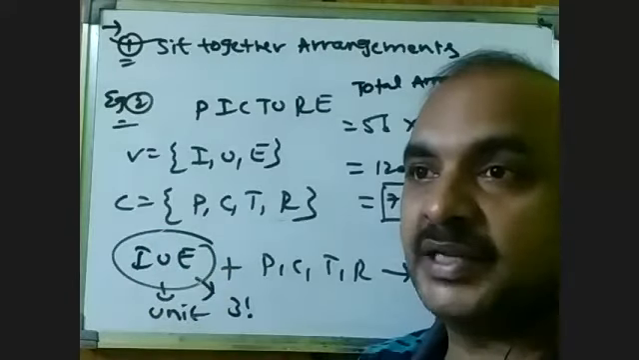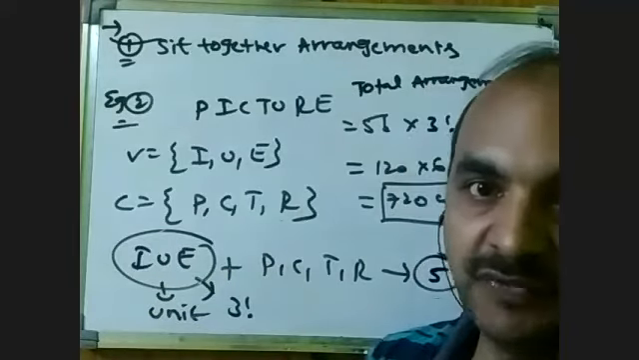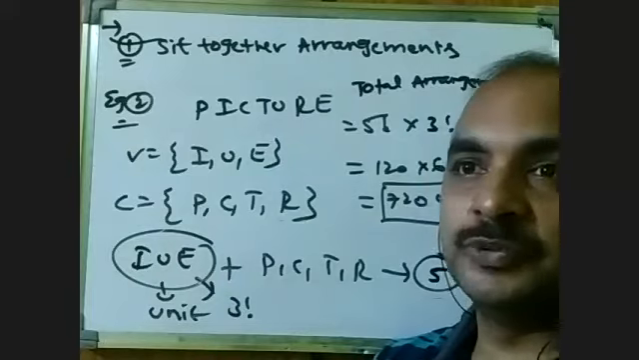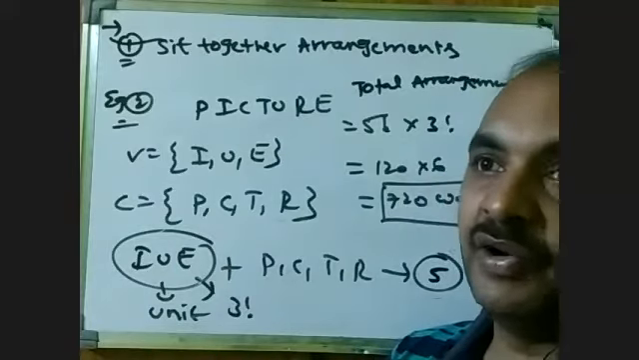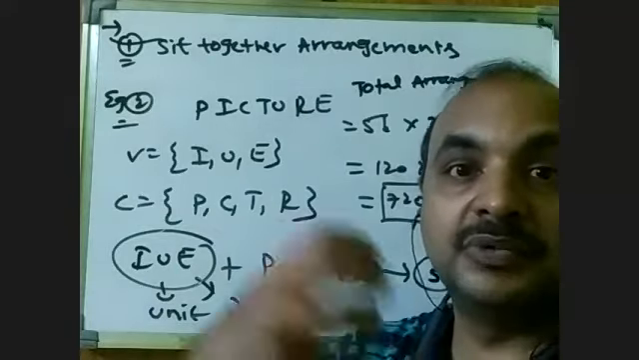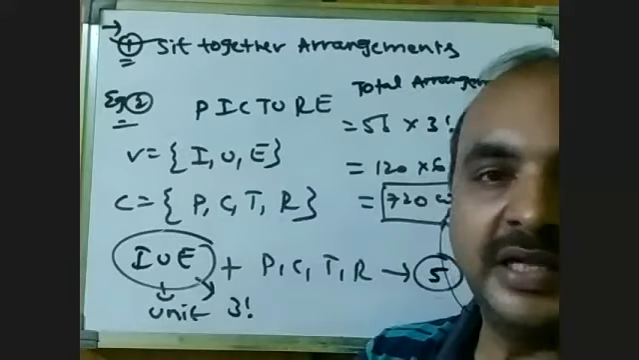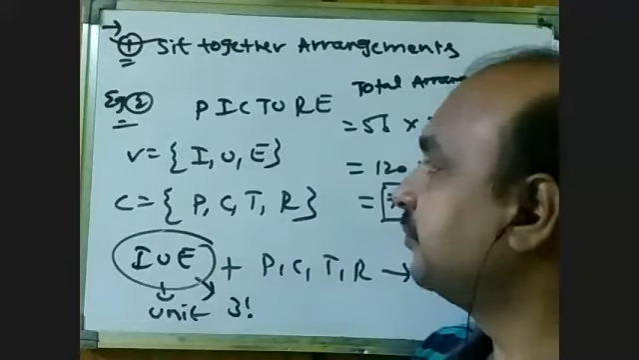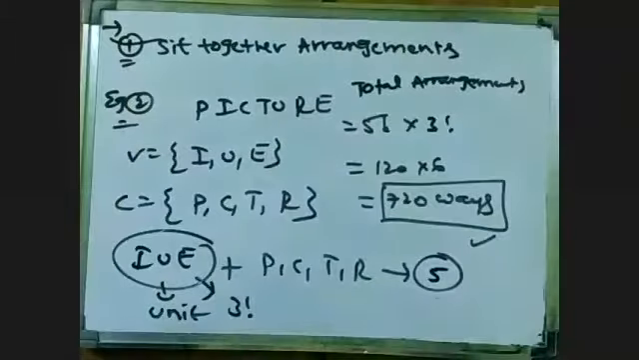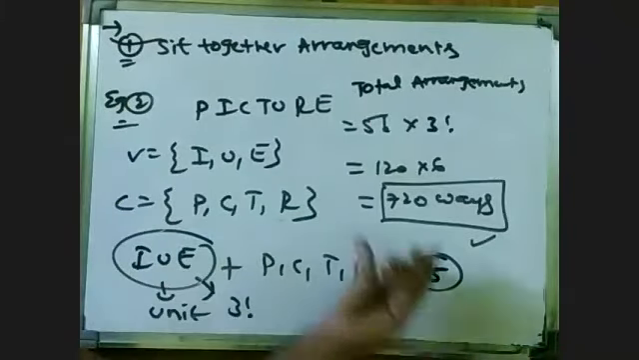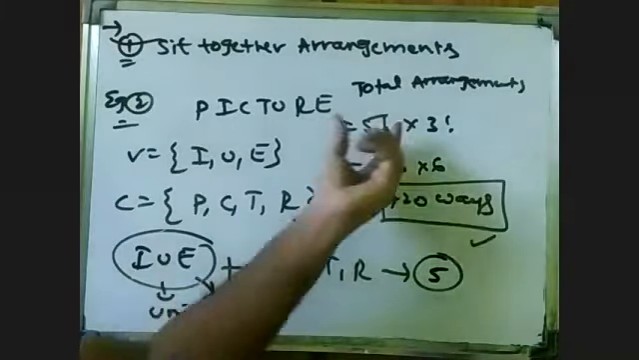They're having 4 maths books, different subjects, maths books, physics books and chemistry books. I want to arrange in such a way that all maths books should come together. Like that also you can arrange very easily. Consider them as one unit, total 5 factorial into its internal arrangement.